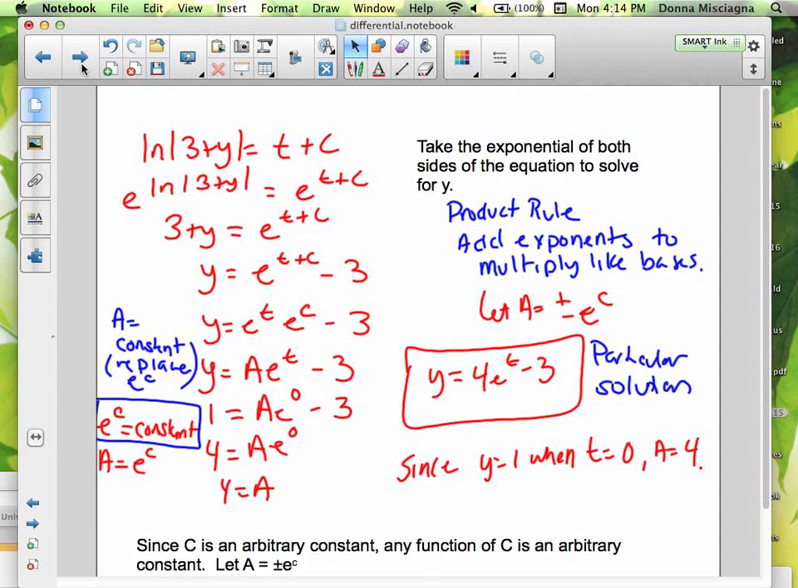So you know to plug in 0 because y equals 1? Yes, we were given that point, (0, 1), at the beginning. Without being given (0, 1), I can only rewrite it as y equals a times e to the t minus 3. And there's a family of functions where a could be anything.